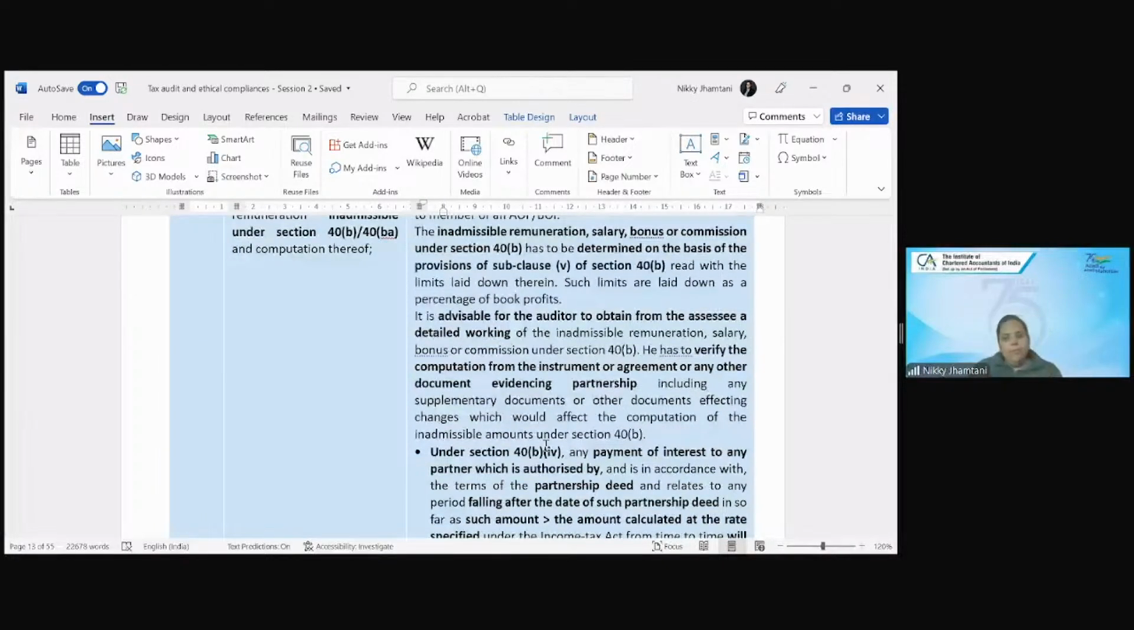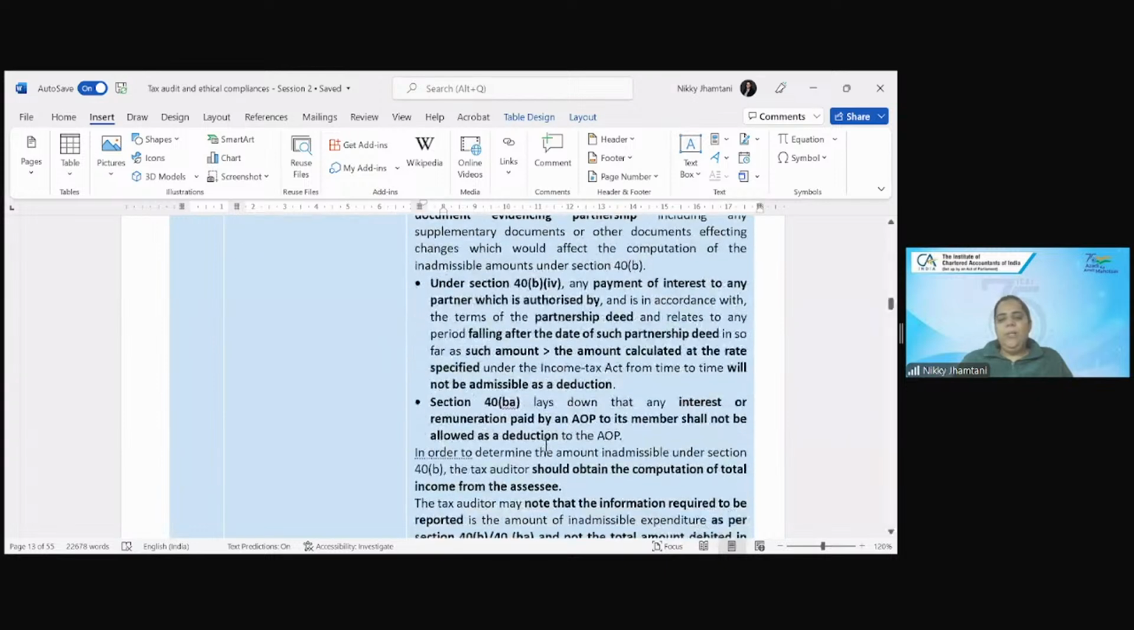It is advisable for the auditor to obtain from the assessee a detailed working of the inadmissible remuneration, salary, bonus, or commission under 40B. He has to verify the computation from the instrument or agreement or any other document evidencing partnership, including any supplementary documents or other documents effecting changes.